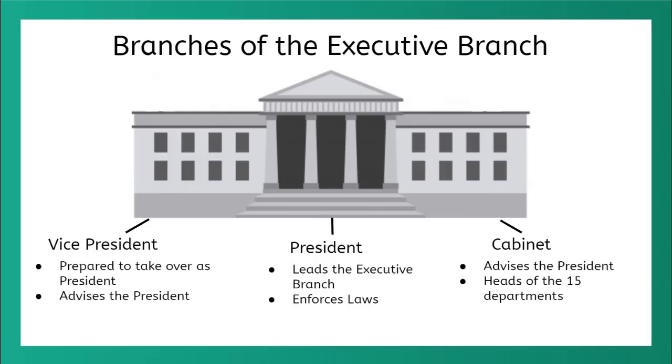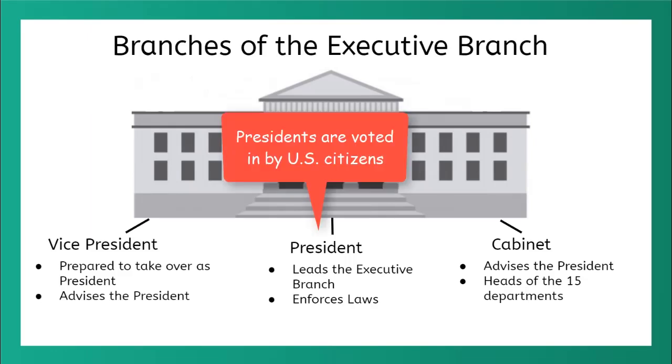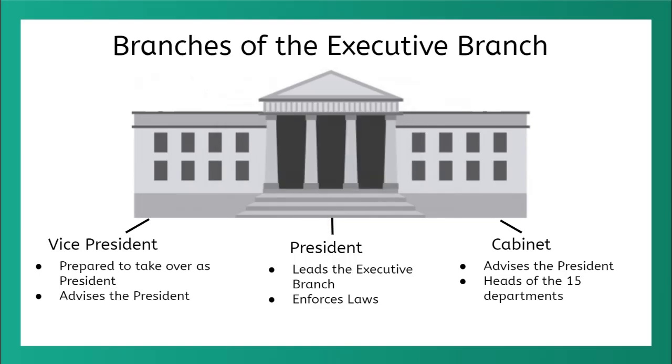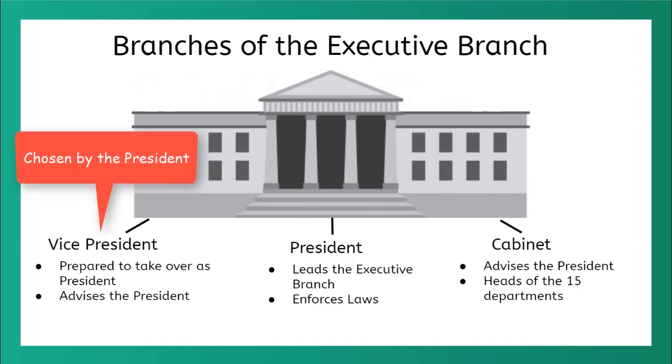Within the executive branch, there is the president, who is the leader. The president is voted in by the citizens of the United States. Then there is the vice president. The vice president's main job is to be ready to take over as president if something happens. But the vice president also advises the president and can break a tied vote in the Senate. The vice president is chosen by the president.